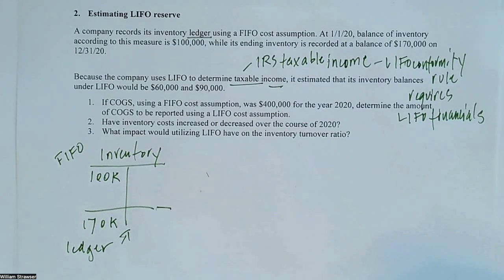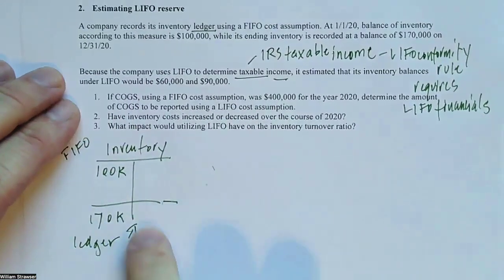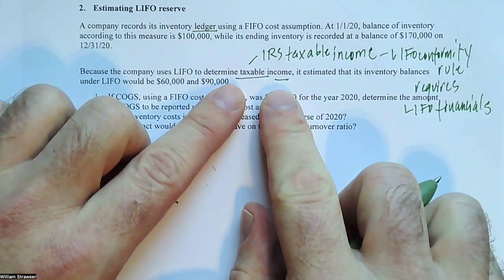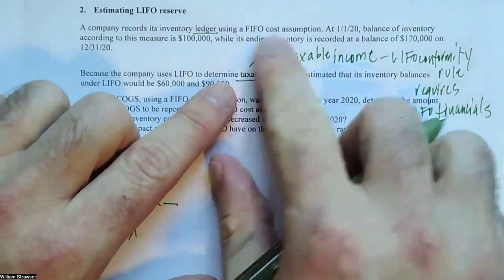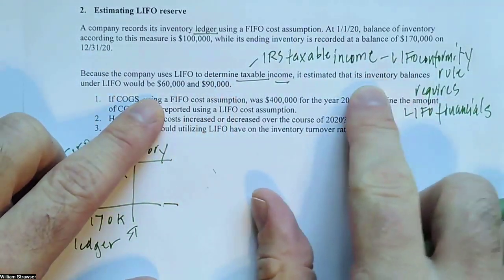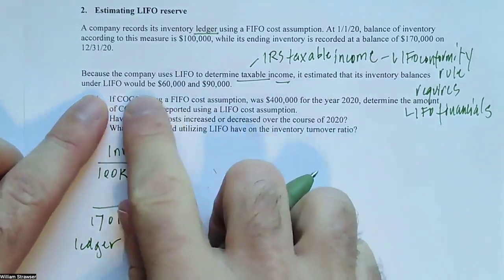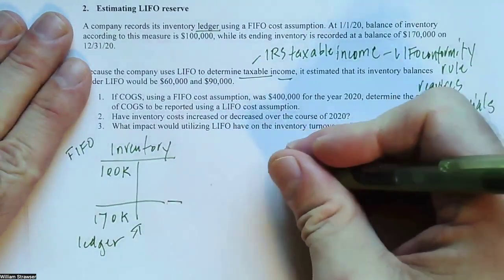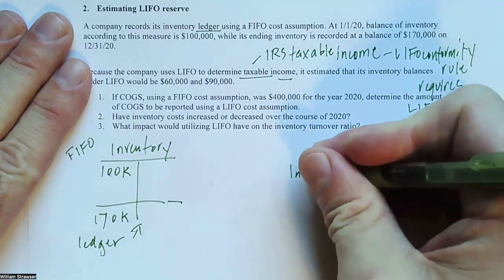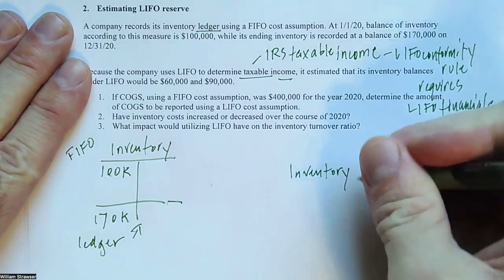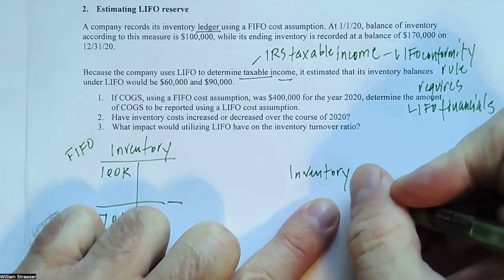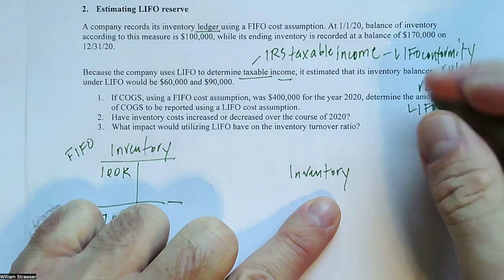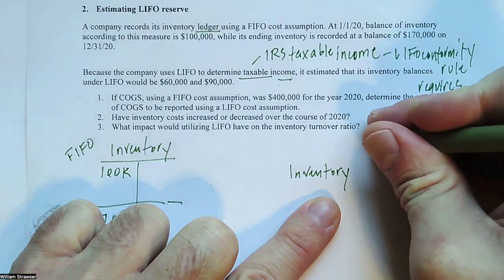So the company has this dilemma where it's reporting its ledger in FIFO terms, but because it wants to use LIFO for taxable income, it is required to report inventory balances on their balance sheet at 60 and 90,000. So I'm going to present this in a slightly different way, even though we're talking about the same dates, because this is not a ledger. The company doesn't keep a ledger in LIFO inventory, but this is what would be reported on a balance sheet.